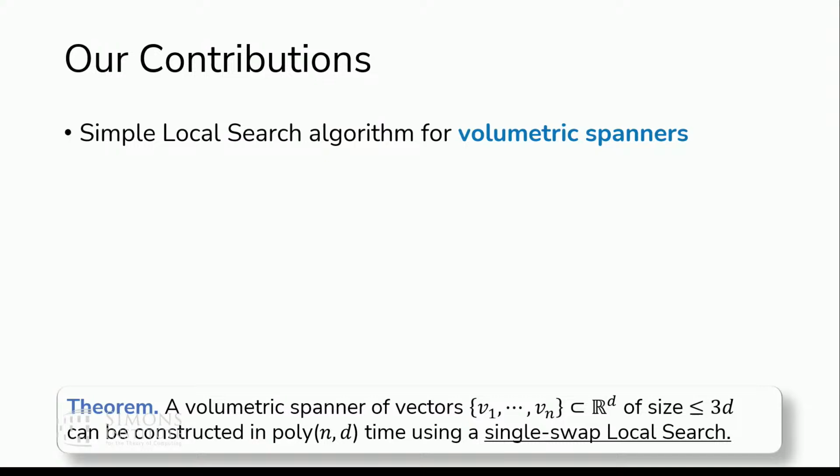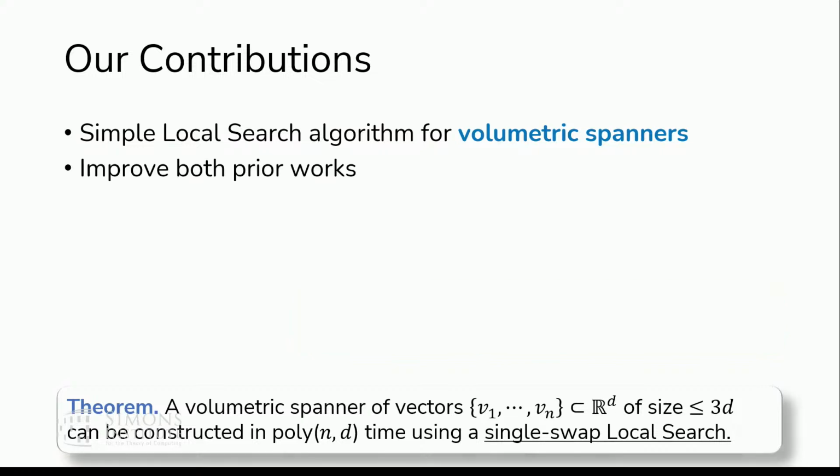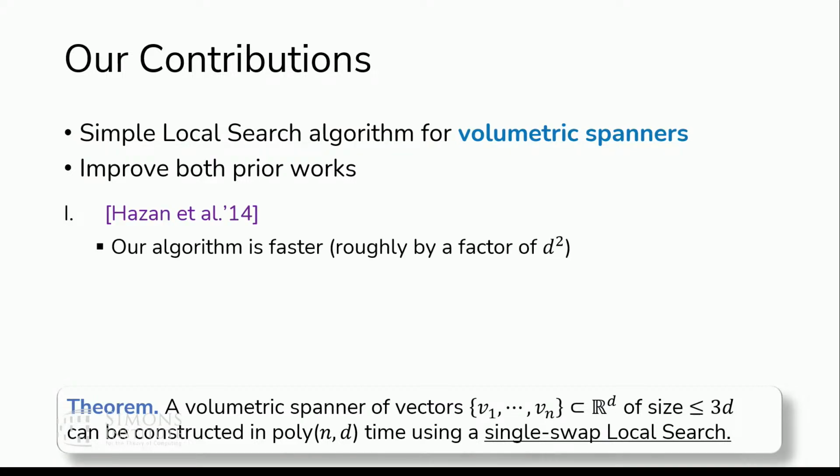And the local structure is very simple. It's just a single swap. Okay, and actually, we are addressing, in some sense, this question by Hazan and Karnin. So we are shrinking the gap. Compared to the prior works, compared to Hazan et al., we are faster. We didn't try to really optimize the runtime, but even just a simple implementation is d squared faster.